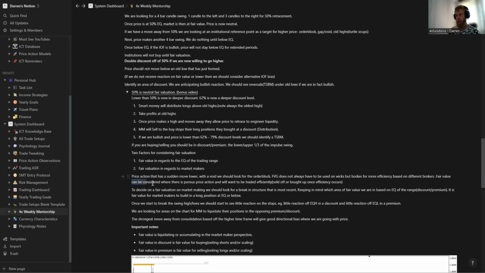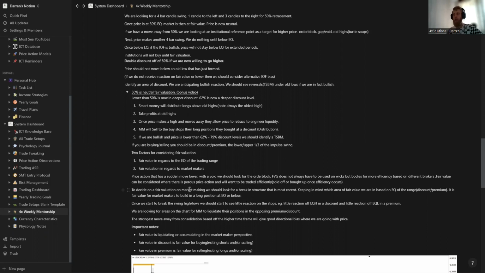Fair value can be considered where there is porous price action that will want to be traded efficiently, sold off or bought up once efficiency occurs. That goes back to what we said: if we are identifying an impulsive price action in a particular direction and price is retracing back to that liquidity void that was created, is that impulsive price action in the order flow that we've identified on the higher time frame, or is it against the order flow in a particular time frame?